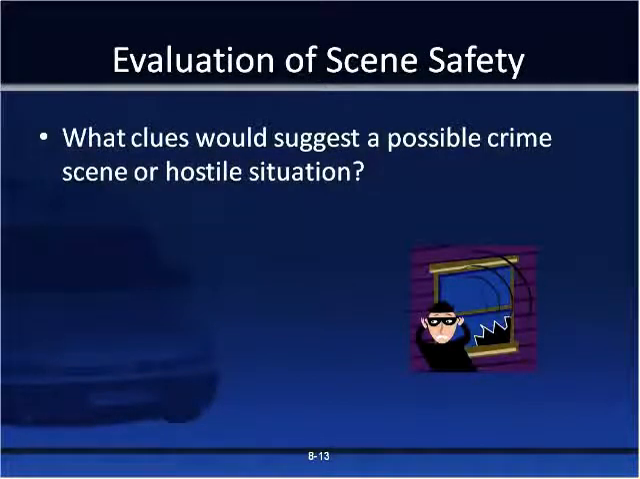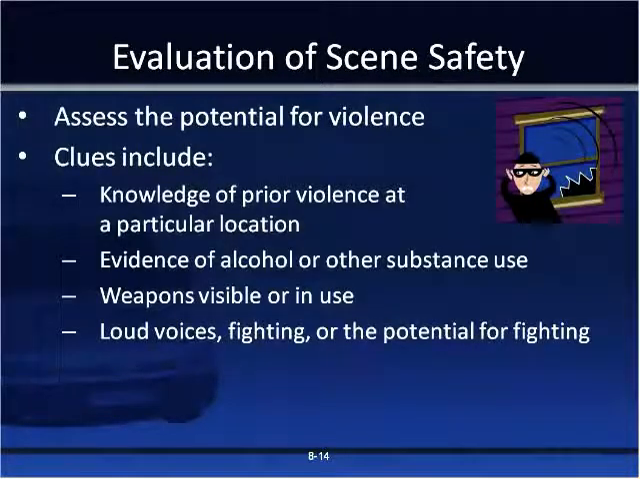What clues would suggest a possible crime scene or a hostile situation? It's important to assess the potential for violence. Look at this entire scene. When you walk into the house, are there broken things? Does it look like somebody came through and there was a fight? Do you see blood? Do you see debris? What do you see when you go in? Clues include knowledge of prior violence at a particular location, evidence of alcohol or other substance use, weapons visible or in use, loud voices, fighting, or the potential for fighting.